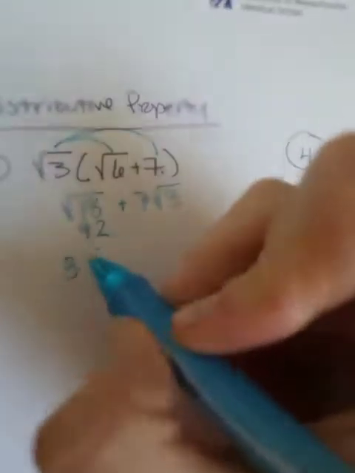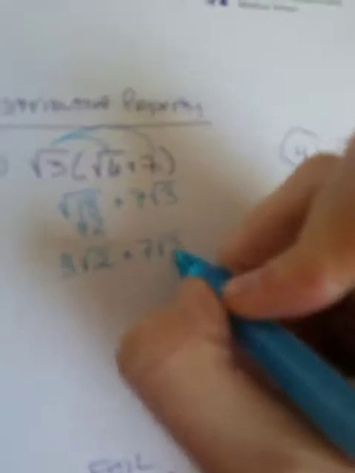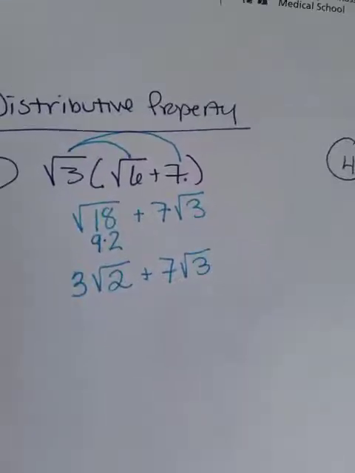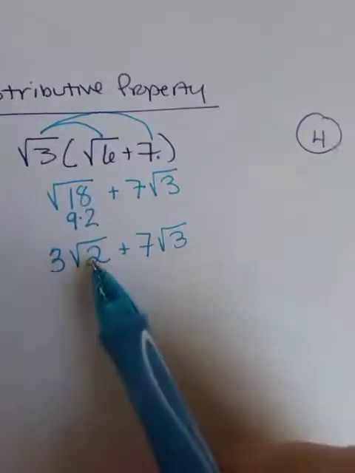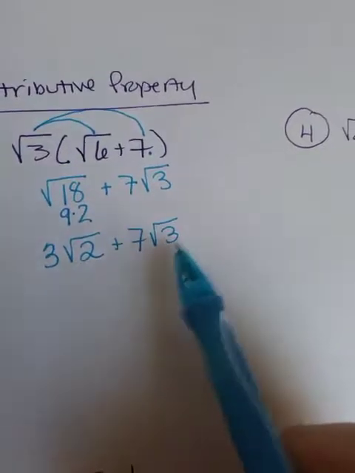Now, you can simplify this more, because there's a perfect square that goes into 18. 9 times 2. Square root of 9 is 3. I can't take the square root of 2, so that stays. And then the 7 root 3 stays. You should ask yourself, can you add these together? And the answer is no, because the root 2 and the root 3 do not match. So that is your answer.